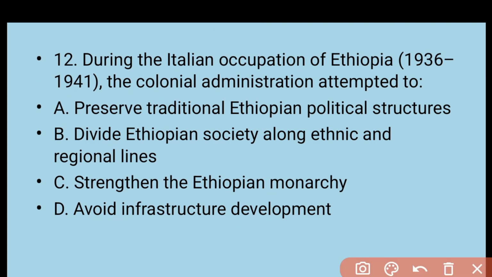Let's do together. Question number 12. During the Italian occupation of Ethiopia, the colonial administration attempted to: A. Preserve traditional Ethiopian political structures. B. Divide Ethiopian society along ethnic and regional lines. C. Strengthen the Ethiopian monarchy. D. Avoid infrastructure development. The correct answer is B. Divide Ethiopian society along ethnic and regional lines. Especially, they were responsible for creating factions between the Amharas and the Oromos and the others.